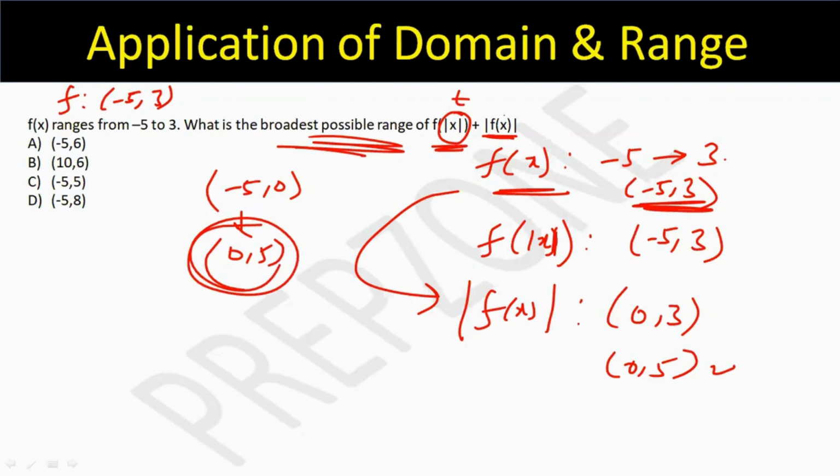So I'm saying that this is going from 0 to 5 and this is going from minus 5 to 3. Because the question asks for the broadest, I will just add the negative of the minimum of all. Minus 5 plus 0 is nothing but minus 5, and 3 plus 5 is equal to 8. So minus 5 to 8 will be my range and hence the answer has to be D. Clear? Very simple question, yet a very unique concept.